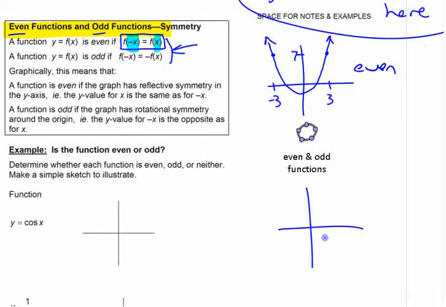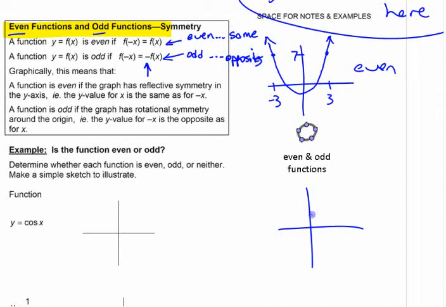An odd function has the property that the function value for negative x is the opposite of the function value for x. This one says they are the same. Function values are the same. Even is they're the same for positive and negative x. When a function is odd, the function value is the opposite: f of negative x equals negative f of x. These are opposites.